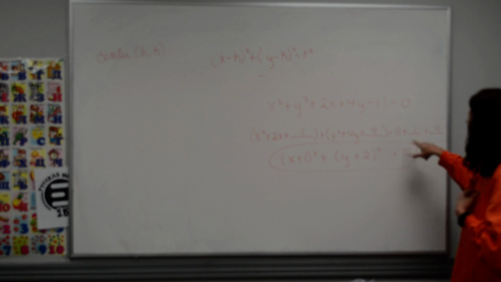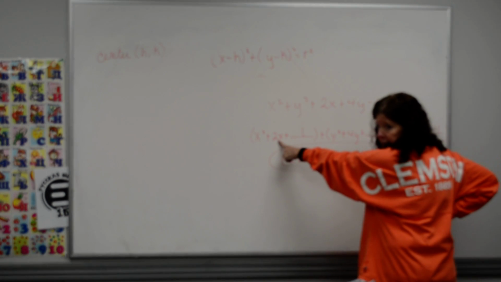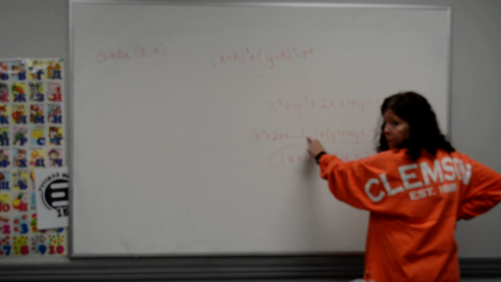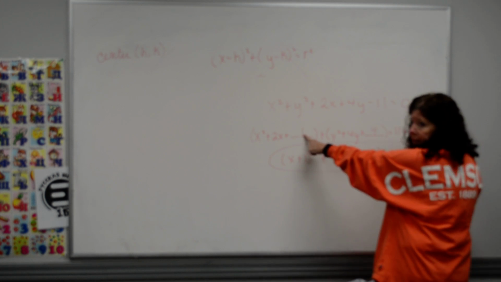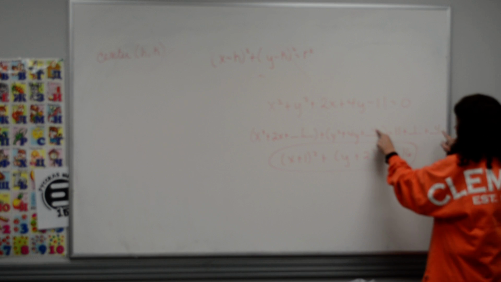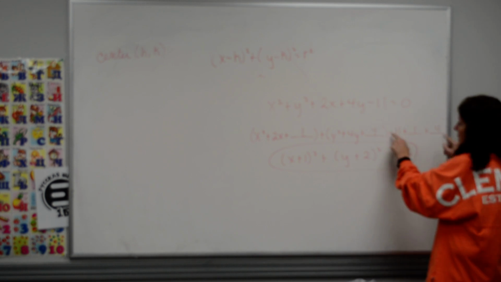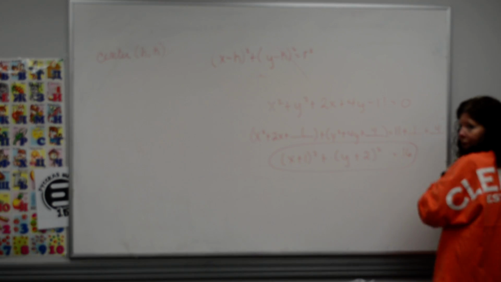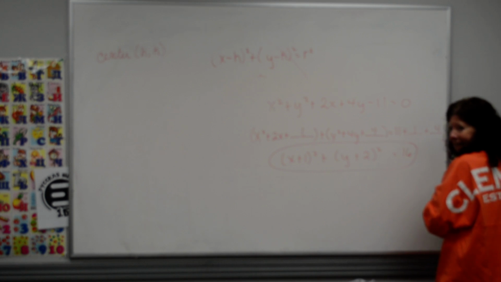How'd you get 16? Half of 2 is 1, 1 squared is 1. So if I added a 1 there, I have to add a 1 there. Half of 4 is 2, 2 squared is 4. So if I add a 4, I have to add a 4 there. So 11 plus 1 plus 4. I was thinking 11 plus 1 plus 4 was 15.